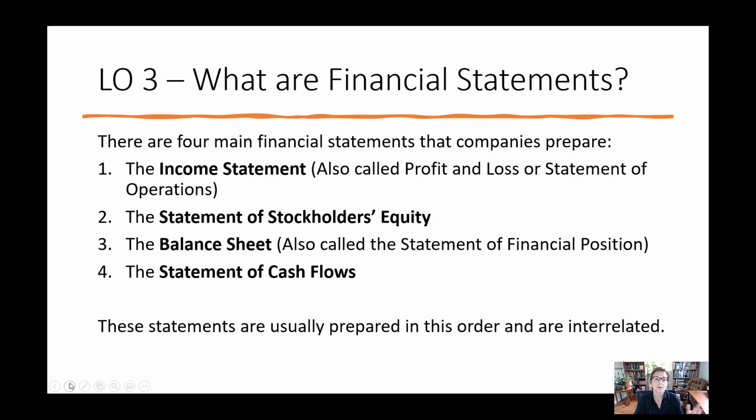All right. So here we go. Four main financial statements. We're going to look really quickly now at the income statement, statement of stockholders' equity, the balance sheet, and the statement of cash flows. They are prepared in that order. All right. So let's see what they look like. And then later videos will show you how to prepare them. But let's just see what they look like and what they tell us.